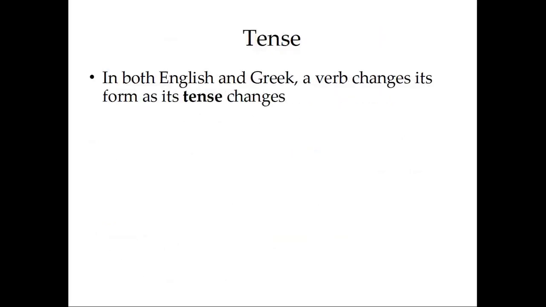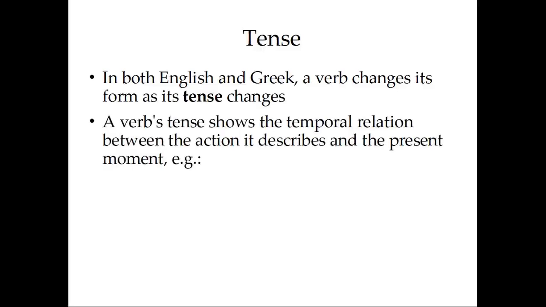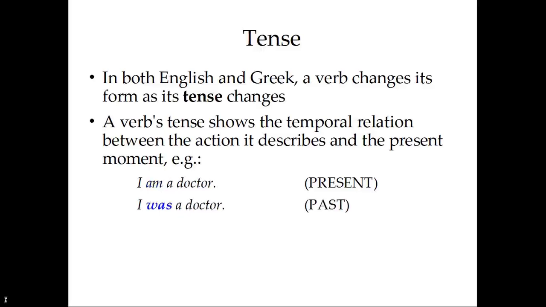Let's turn to tense. In both English and Greek, a verb changes its form as its tense changes. A verb's tense shows the temporal relation between the action it describes and the present moment. For instance, I am a doctor. This is a present tense form of the verb to be, and it's showing that the relation between the action it describes, the being, and the present moment is basically coincident in time, present in time. However, if this action, the being, was in the past, we say, I was a doctor. I shall be a doctor would be the future tense form of that.